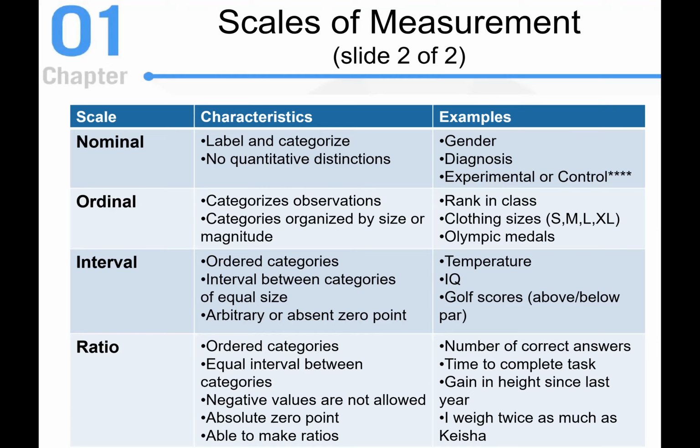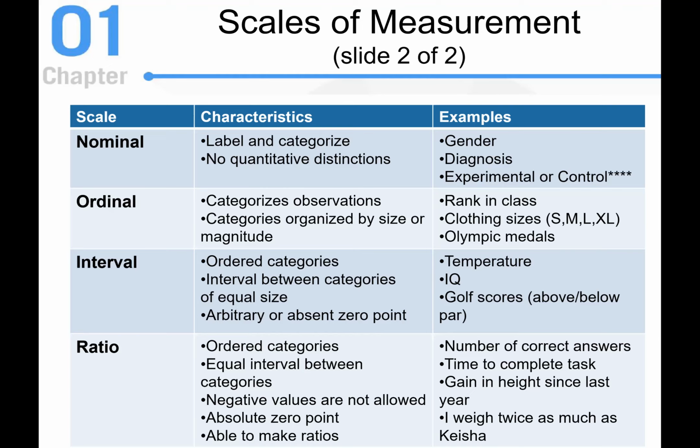So for example, the rank in a class, either you're first in your class or second or third or 300th in your class. But we know that the person who ranks number one in class is higher than the person who ranks number two in class. And we know that number two ranks higher than the person who is third in their class. So we can organize it by size or magnitude.